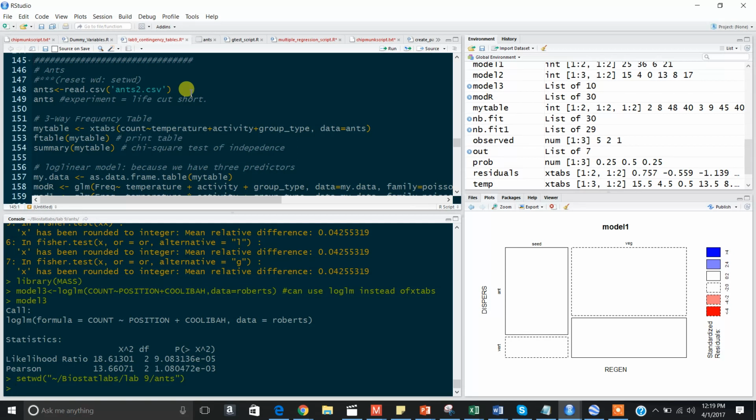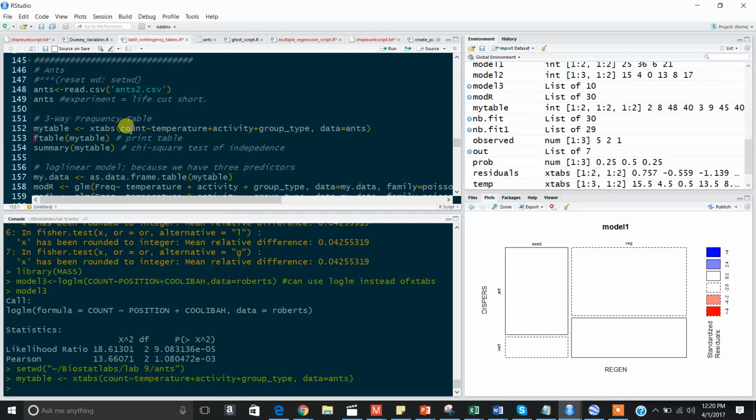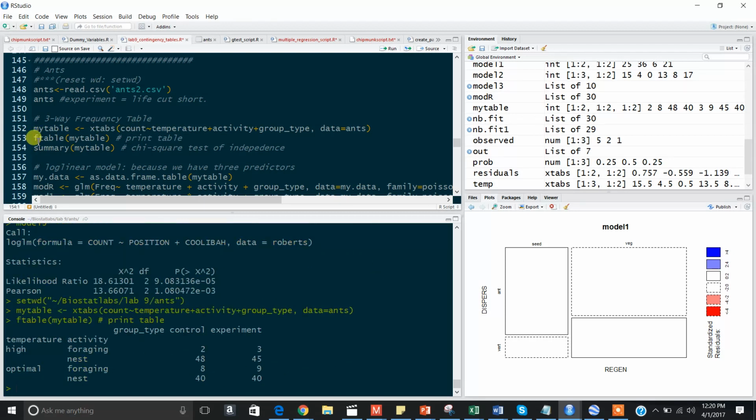And as a result, we have to construct what is called a three-way frequency table. So we're going to use the xtabs function again to make our pivot table. And again, here's our three predictors: group type, activity, and temperature, versus the response variable, which is our count. And we're going to use the ftable function to print it out. All right, so here's our pivot table, which is nice and easy to read.